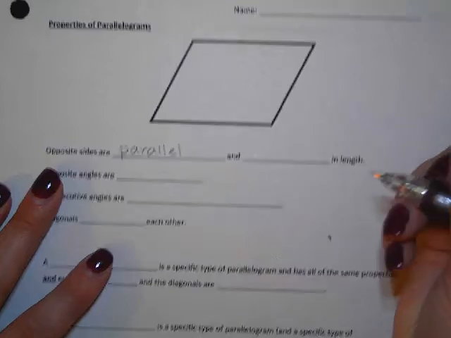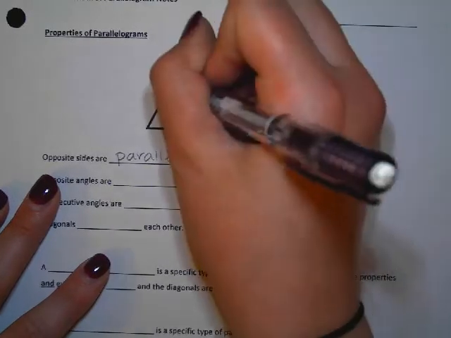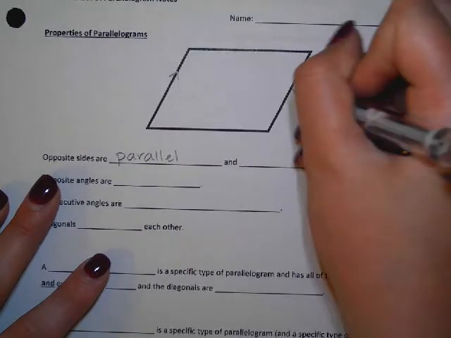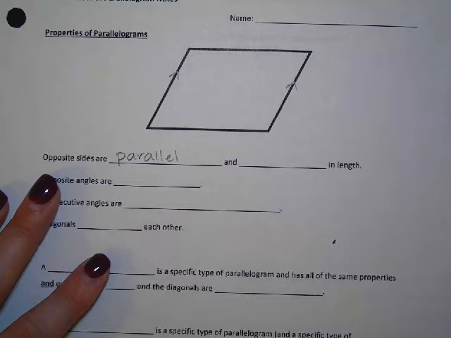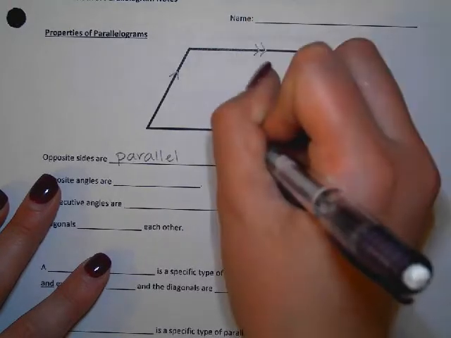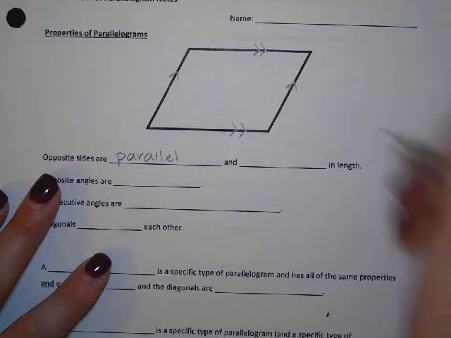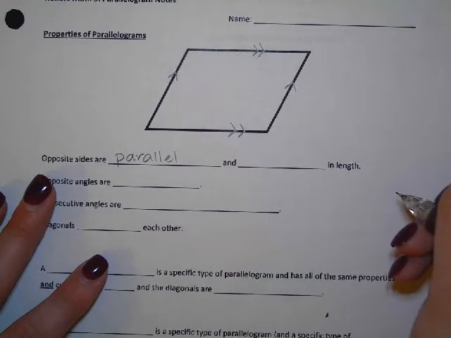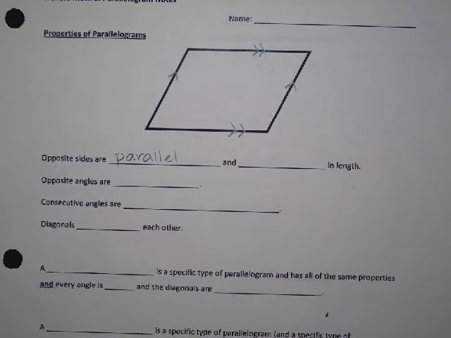Opposite sides are parallel. And to mark that in a picture, you draw these little arrows. You say this is parallel to this, and then this side is parallel to this side. So if you see a drawing and those are the markings, that's what they're trying to tell you, that they're parallel. It doesn't matter which way the arrows go.